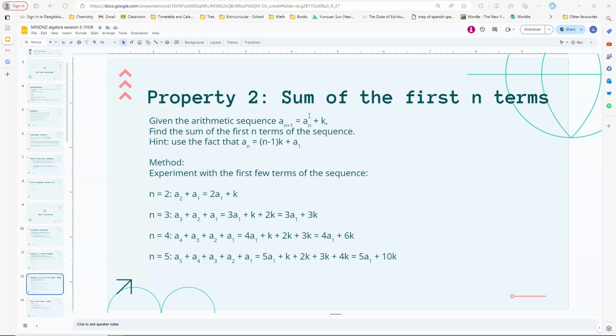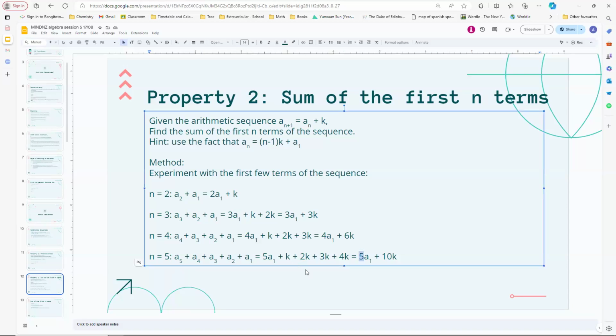And here we've got them nicely listed out. For n equals 2, you see that the sum of the first two terms is 2 times the first term plus k. The sum of the first three terms is 3 times the first term plus 3k. Then the sum of the first four terms is 4 times the first term plus 6k. And you can keep going on. What you might notice here is that the coefficient in front of the first term is just n. So for n equals 5, the coefficient is 5.